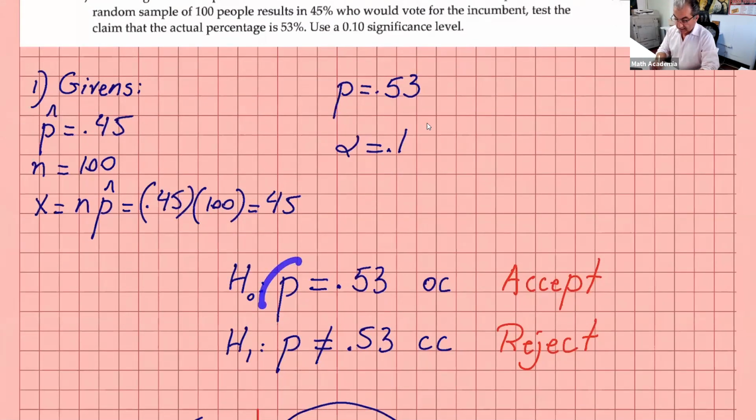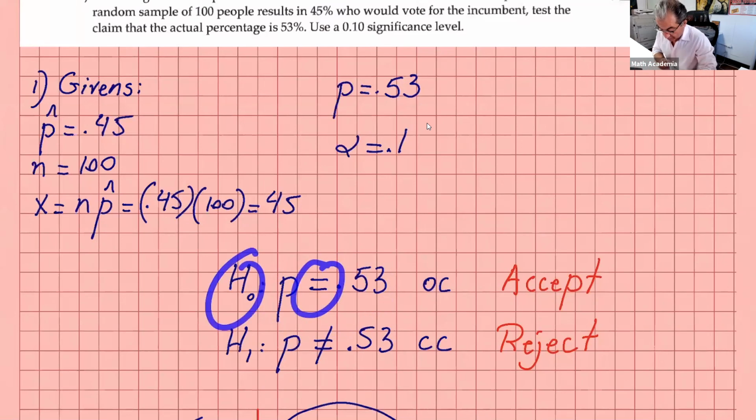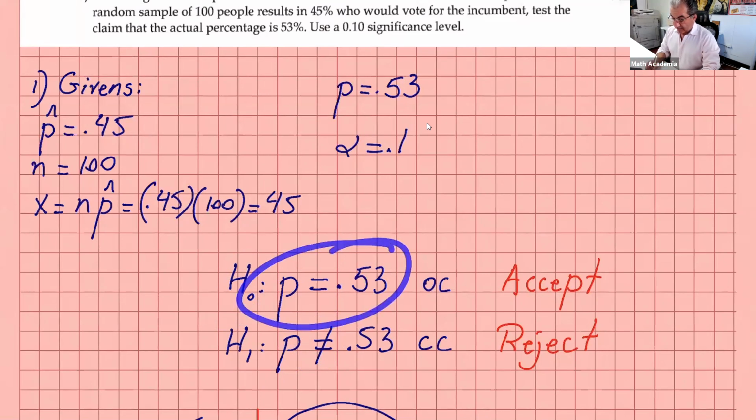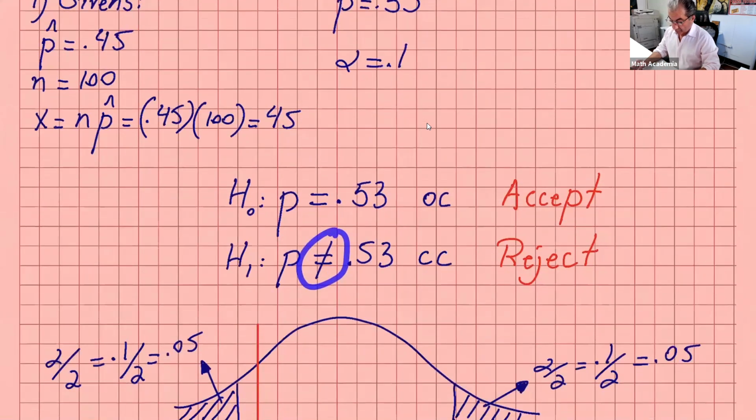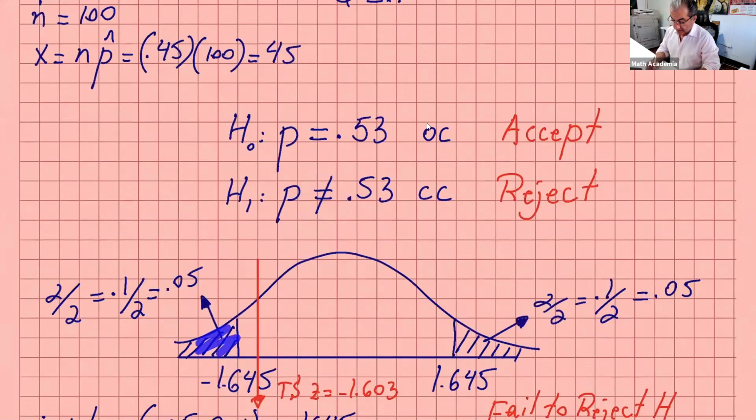So you write the claim. P is 0.53. That has the equal sign, so we know it's H0. Then H1 is going to be the complement of that, which is not equal to 0.53. We wrote that claim first, and that claim is in the problem, so that's our original claim. And of course, H1 is the counterclaim. We check that the sign is not equal to, so we're dealing with a two-tailed test here.